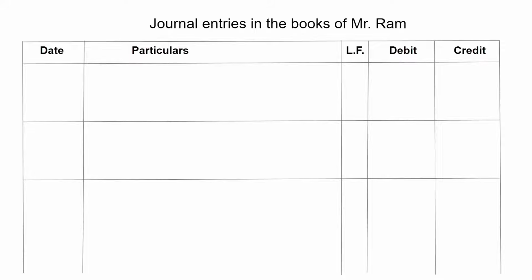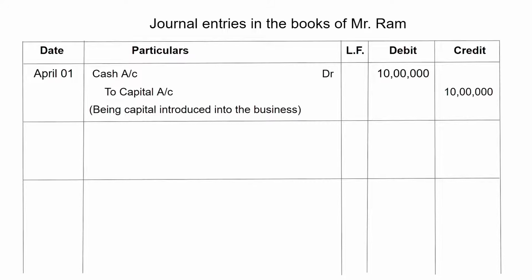So we record it like this. This is the format. Journal entries in the books of Mr. Ram. Date, particulars, ledger folio, debit and credit. And we record it as on 1st April, cash account debit 10 lakh rupees to capital account 10 lakh rupees. And the narration is being capital introduced into the business.